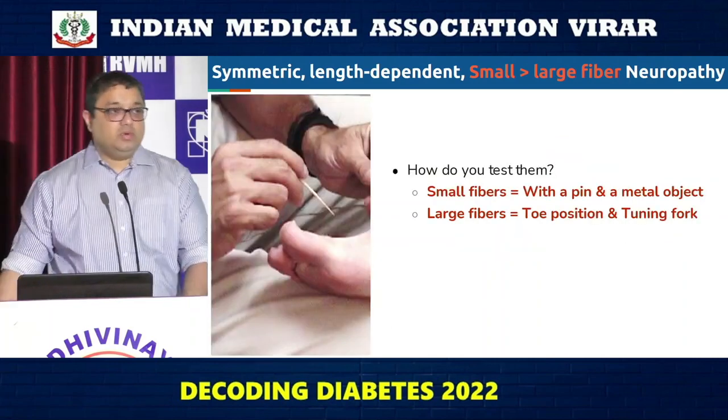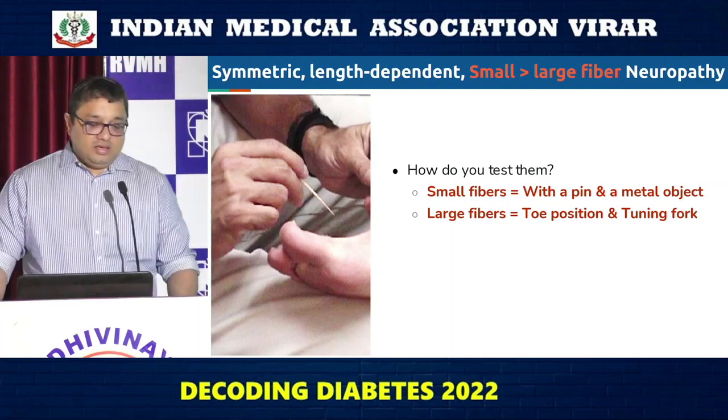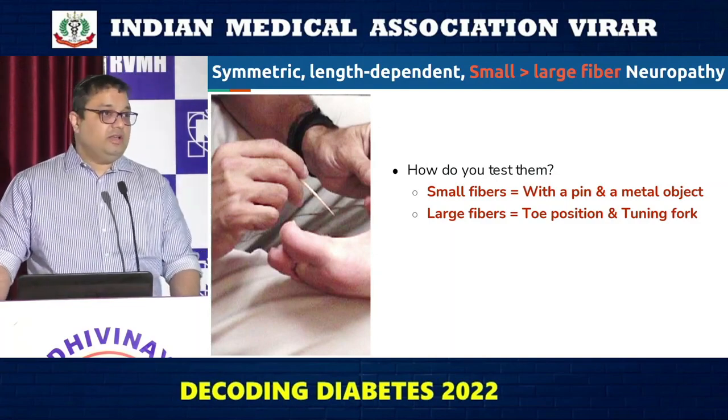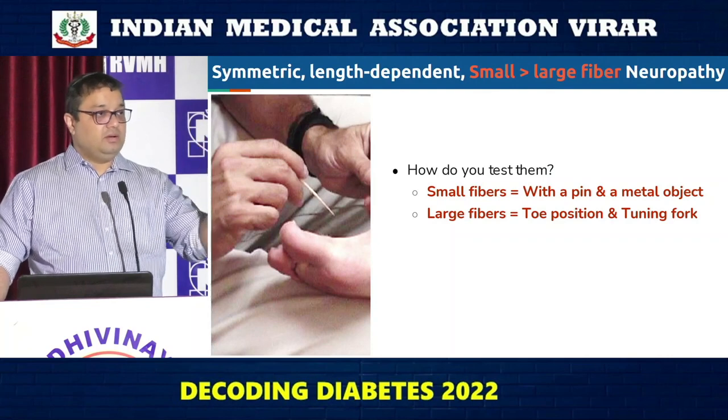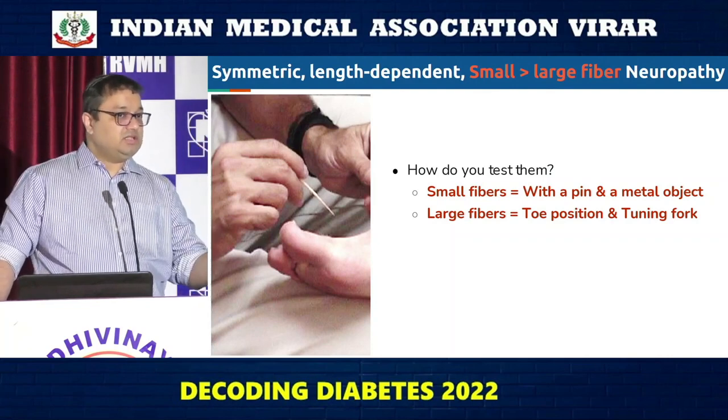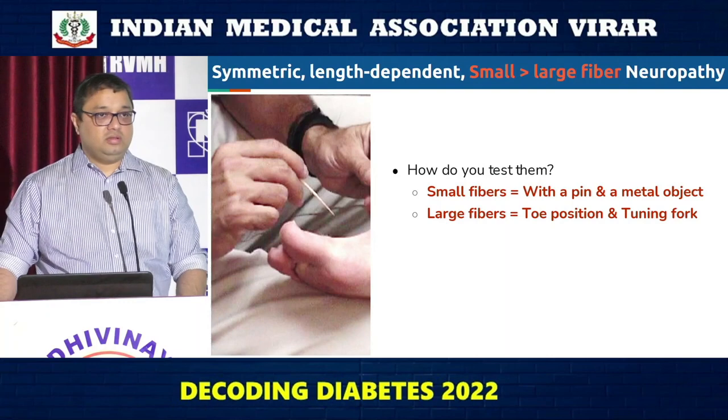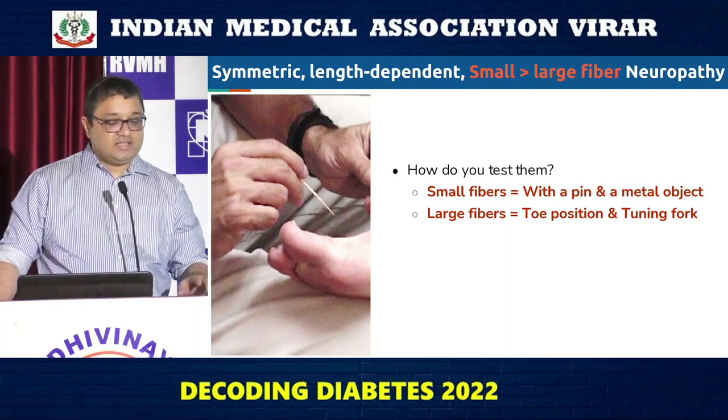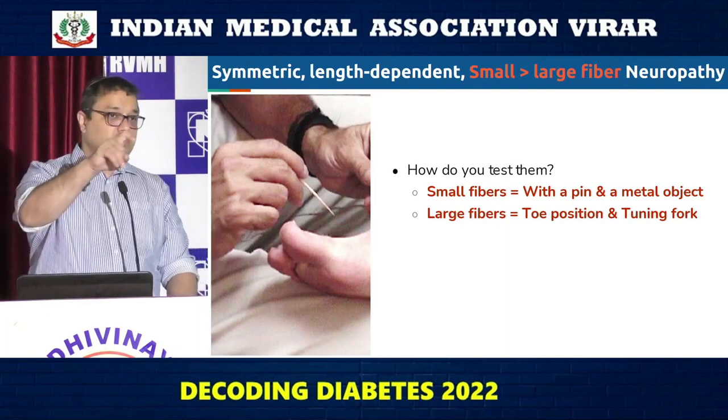So how do you test them? Once the patient complains of that, it's very simple, right? For the small fibers, you actually test with a pinprick pain, and you can test with the side of your tuning fork or whatever cold thing you have, and that's the small fiber. And the large fiber you test for toe position.